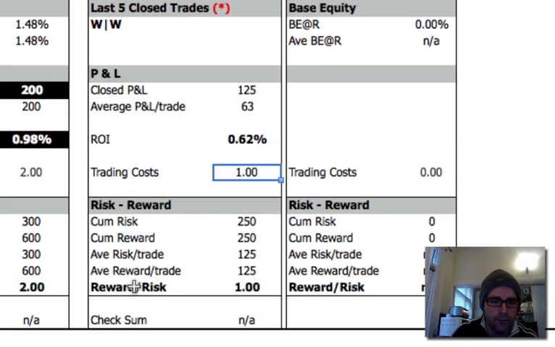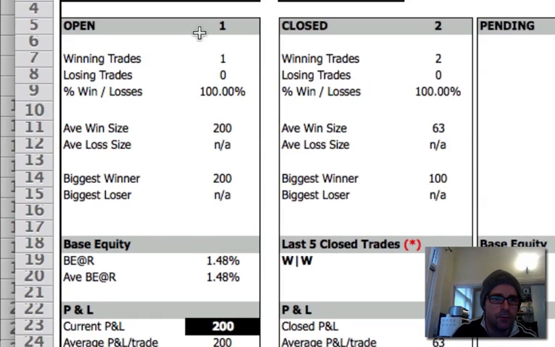At the bottom here we can see the cumulative risk reward on each of my trades. You can see that my risk reward ratio is 1 here. I'd like to be higher than that, but for the purposes of this example, that's really what that means. And then the same metrics are recorded for open positions.